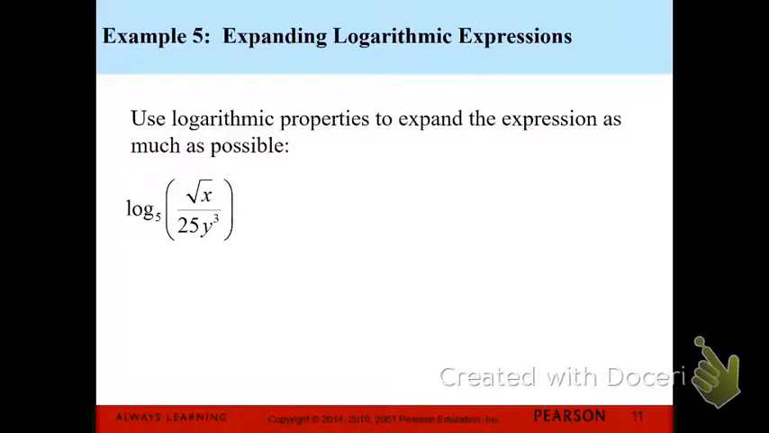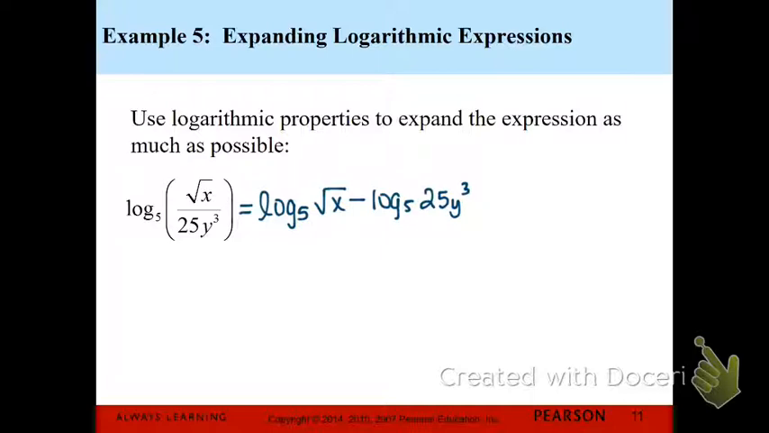All right, so let's use log properties to expand the expression as much as possible. What's going on in this one? Division. And how do we separate them with division? So we get log base 5 of the top minus log base 5 of the bottom. I didn't actually have to put that in parentheses, but I don't want y'all getting confused because I did that.